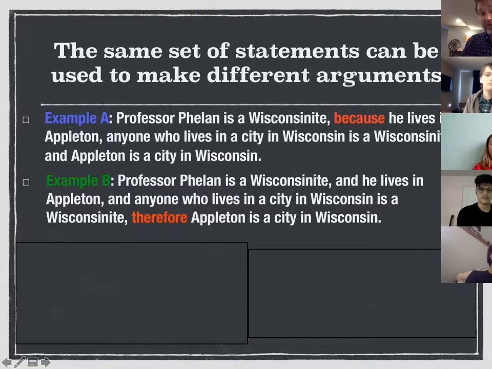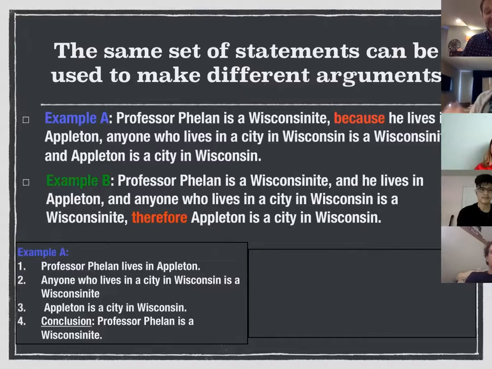So we might formalize these arguments, put them in a numbered premise-conclusion format, and in doing that, they would have a different structure, right? So this would be example A. Professor Phelan lives in Appleton. Anyone who lives in a city in Wisconsin is a Wisconsinite. Appleton is a city in Wisconsin. Conclusion, Professor Phelan is a Wisconsinite.